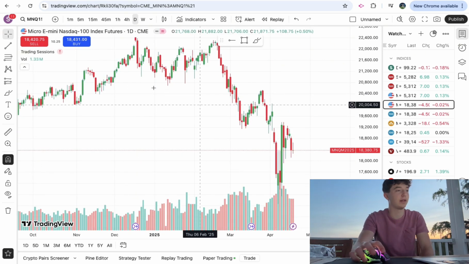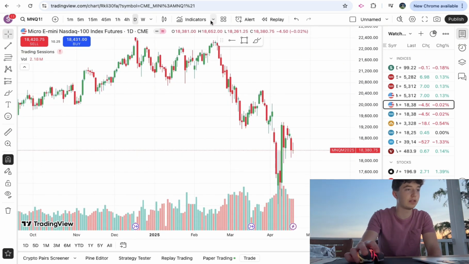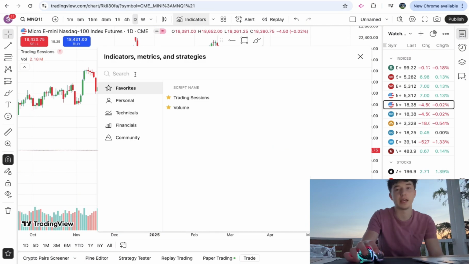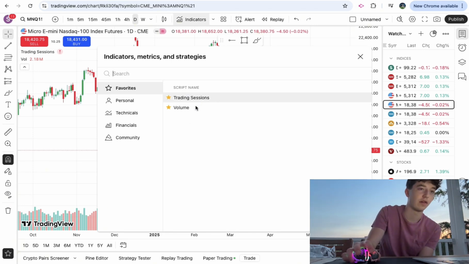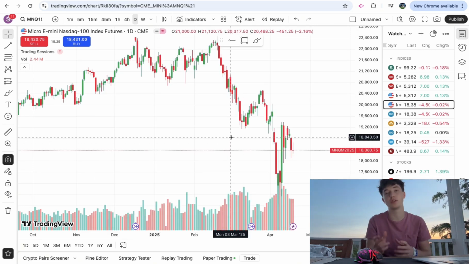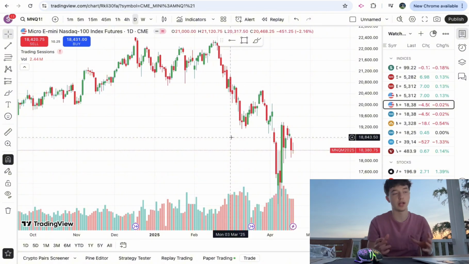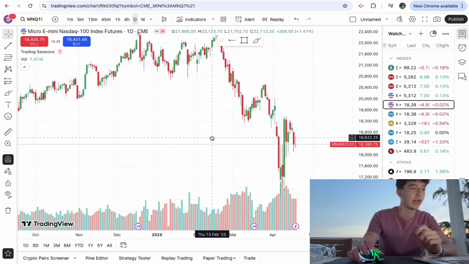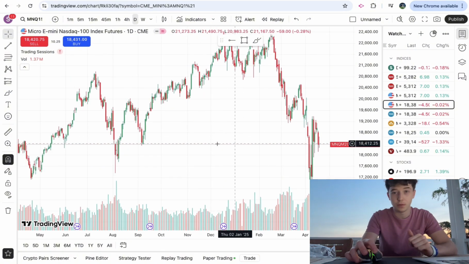Something that I recommend going into it, this is something I do, you can add indicators. What are indicators? As you can see, this is 2 of them: trading sessions and volume. Indicators are little things that you can add to your chart to help you trade, and it's very personal. Some people like certain things, some people don't.